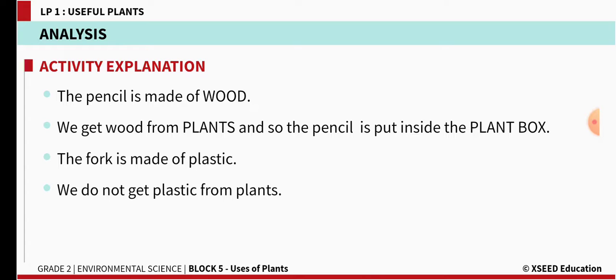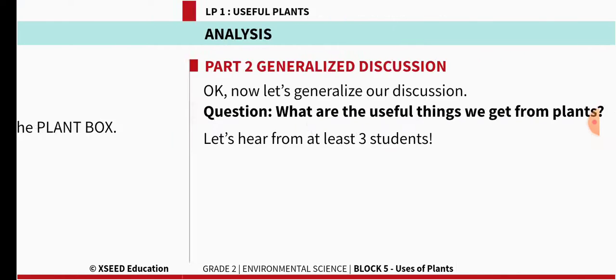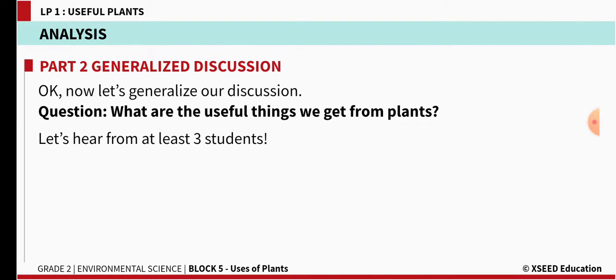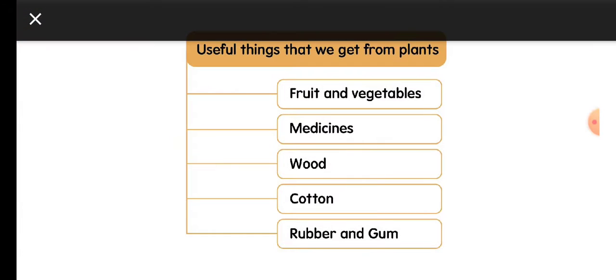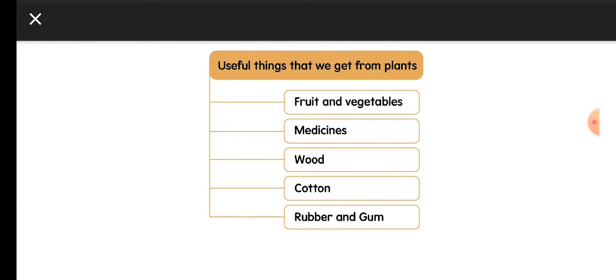And fork is made up of plastic or metal. That's why they are not plant products. And the wood, the gum, air, rubber, all are plant products. What are the useful things we get from plants? By now you all know this. See this table, children.